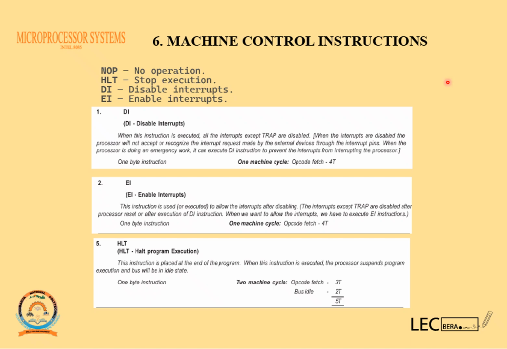So for example, we have a few examples here. We have NOP, we have HALT, we have DI, and then we have EI. If I want to stop execution of any operation, then I can use the NOP instruction. This one will force the microprocessor not to execute any instruction or any operation. If I want to stop execution of the instruction, let's say I have an instruction, and then at the end of that instruction, I want to stop the microprocessor from continuing with the execution of that instruction, then I will use what is called HALT.